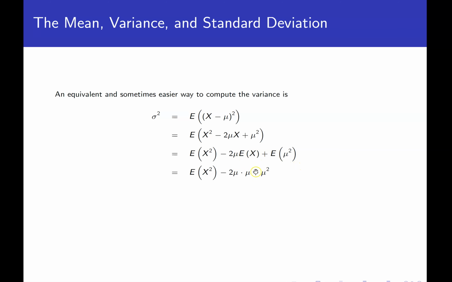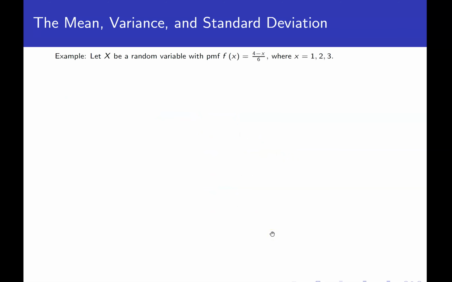Now, a couple of these we know the answers to. The expected value of X is what we call mu, so we can replace the expected value of X with mu, and the expected value of a constant, mu squared, is just mu squared. Now we can simplify this because this is minus 2 mu squared and then plus mu squared. So we get the expected value of X squared minus mu squared. And then remember that mu is just the expected value of X. So this gives us a more straightforward way to calculate the variance of a random variable. And we're going to use this formula a lot. So this is one you'll definitely want to remember.